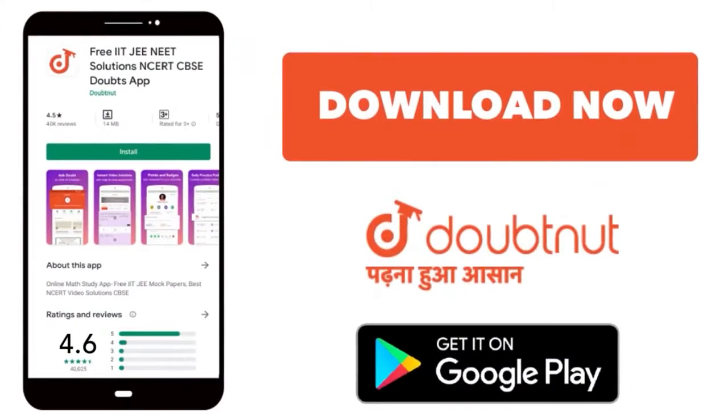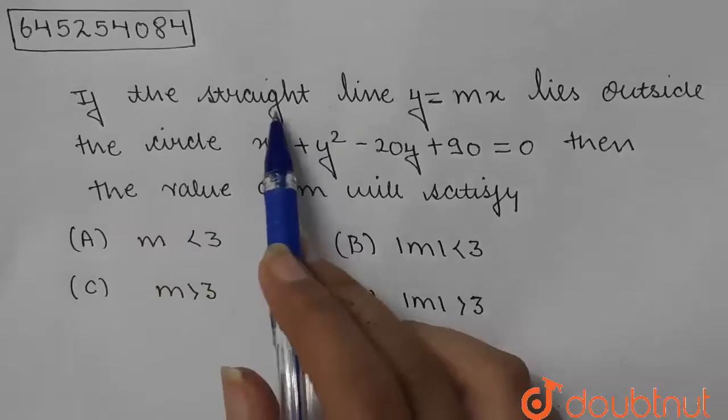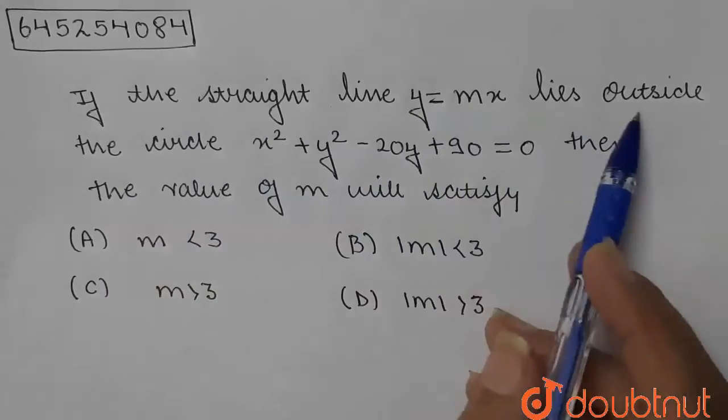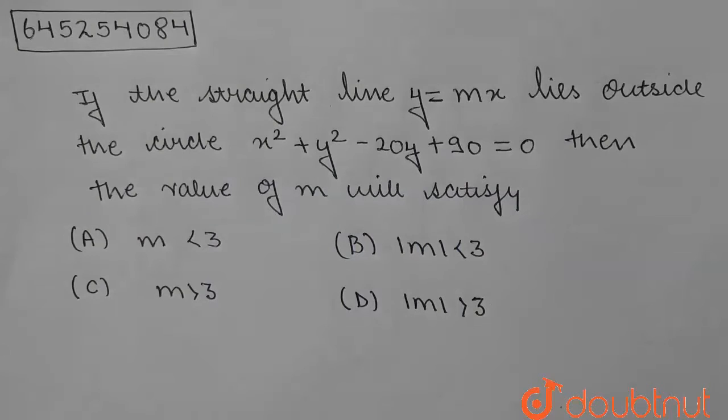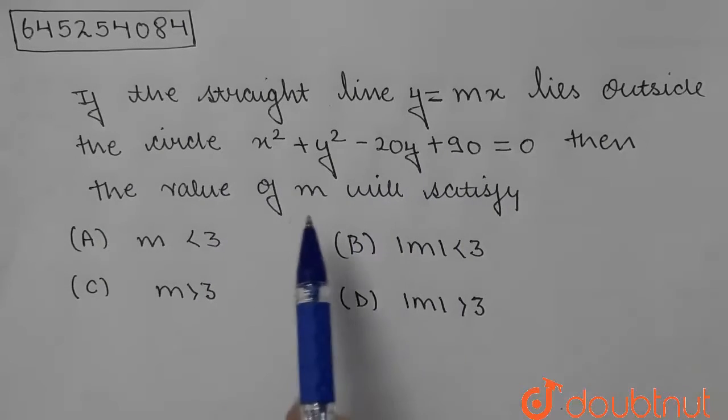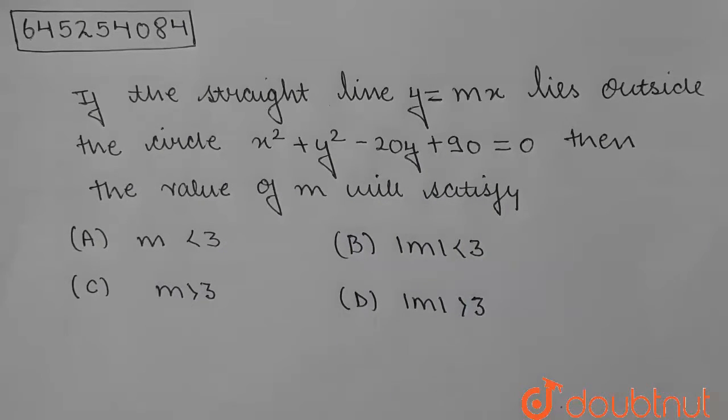Download Doubtnut app today. Students, the question is, if the straight line y is equal to mx lies outside the circle x square plus y square minus 20y plus 90 equal to 0, then the value for m will satisfy, and we are having these four options.